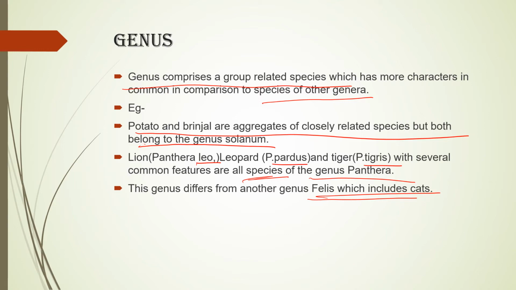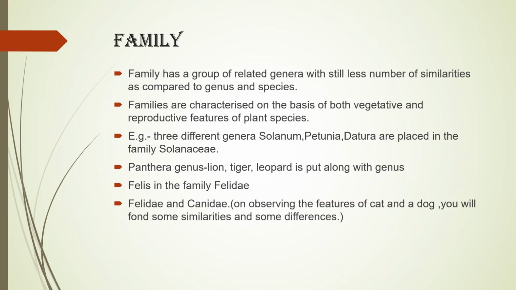Let us move on to the next, that is the family. Now family has a group which is related, having related genera with still less number of similarities compared to the genus and species. So genus and species were having more number of similarities with each other. When it comes to family, they are having fewer similarities.